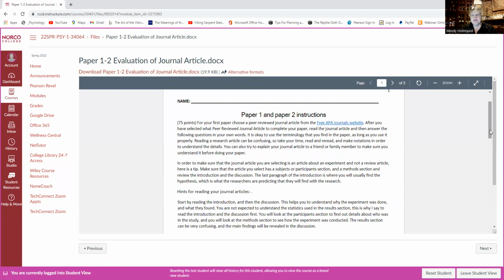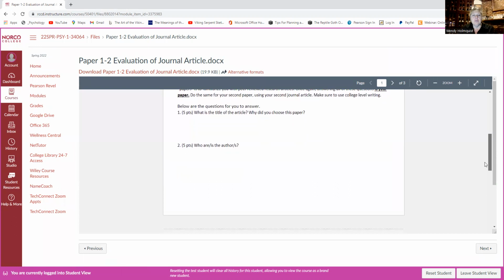So each paper is going to be worth 75 points. And I'm not going to read this verbatim. I am going to show you how to do the journal article. All right. So your paper is not traditional. And what I mean by that is instead of writing an APA, American Psychological Association style paper, we are just going to review 2 different research papers in the class. Your paper is going to consist of just answering the questions about the research paper.